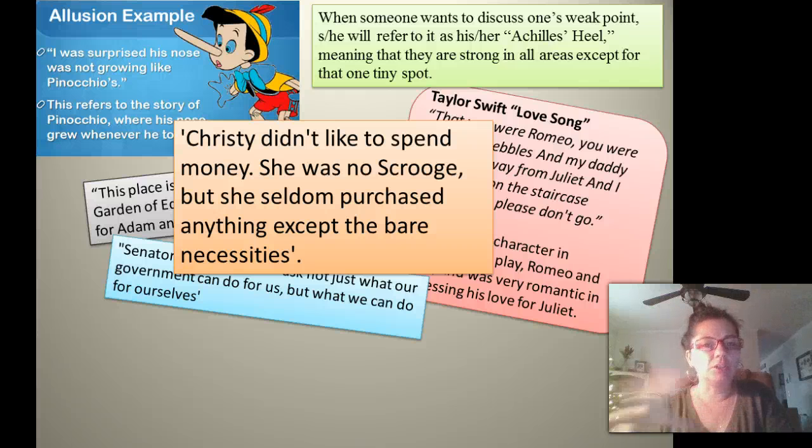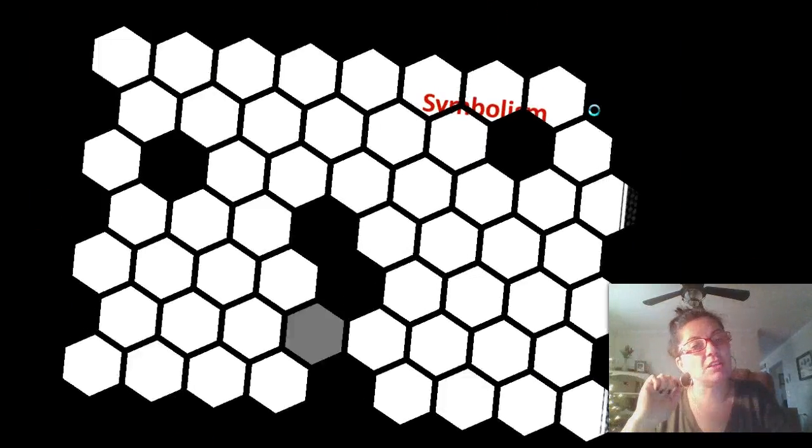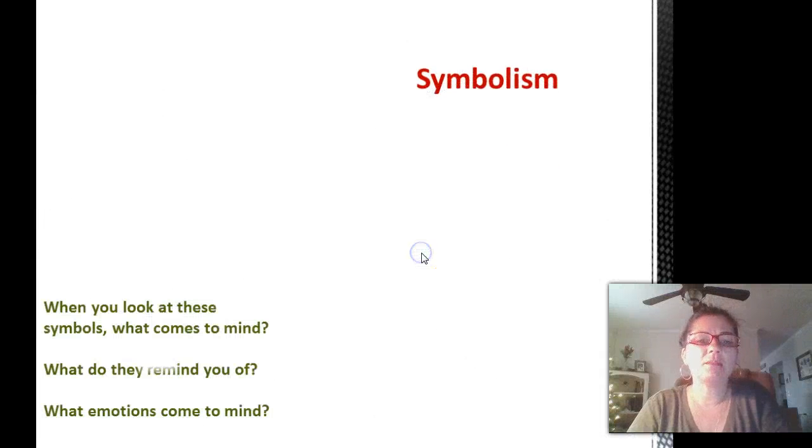There's our literary allusion to a character in literature. So again, you just mention something else within a poem or a story, and you can draw connections to that thing that's already familiar to us. That's an allusion. That takes us to symbolism.